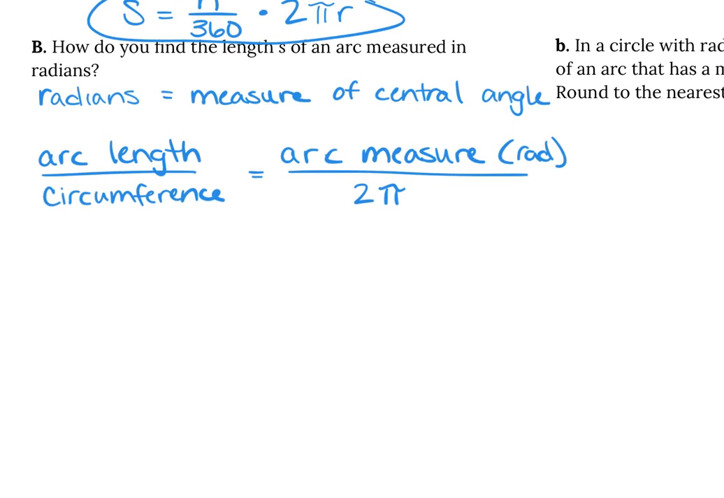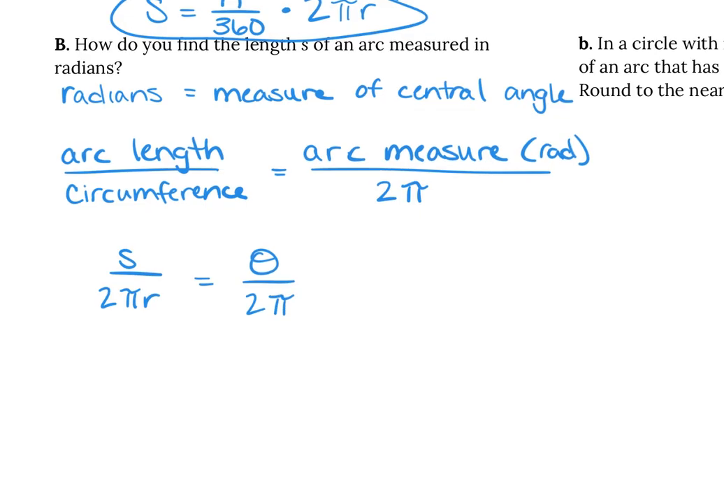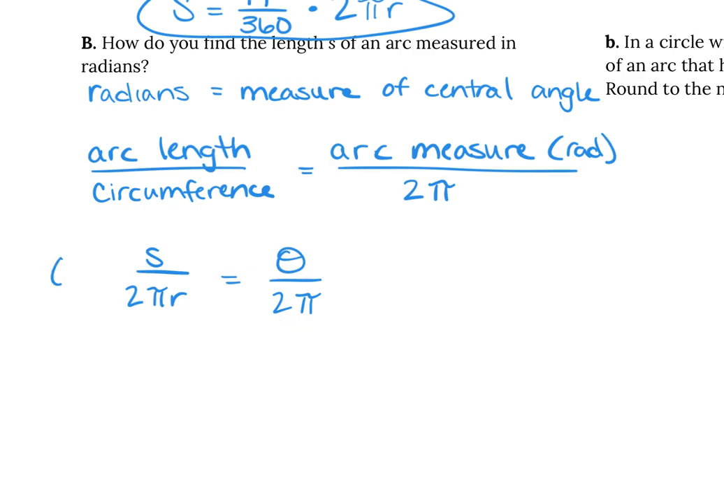Okay, so then to plug in what we know, that arc length is S. We know to find our circumference, we would take 2 pi r, set it equal to our arc measure, that's theta, over the 2 pi. I want to get S by itself, so I'm going to multiply both sides by 2 pi r.